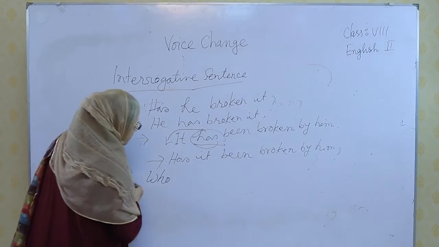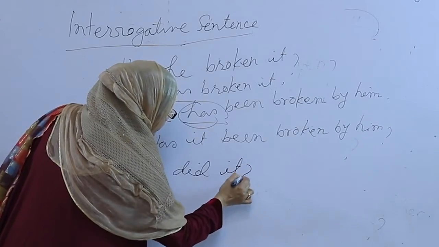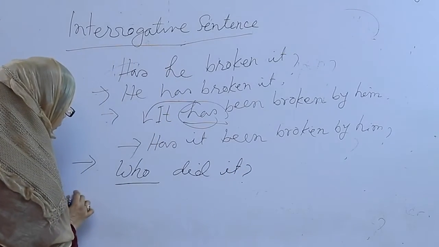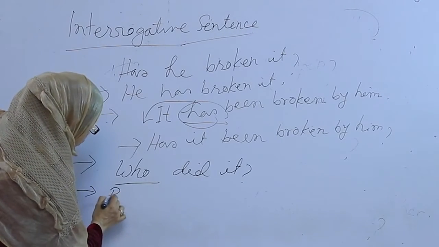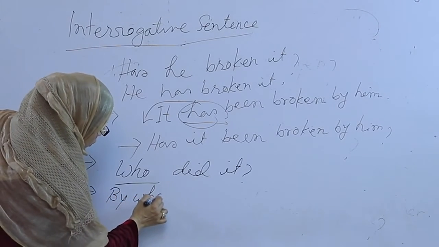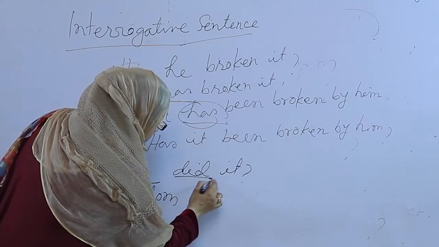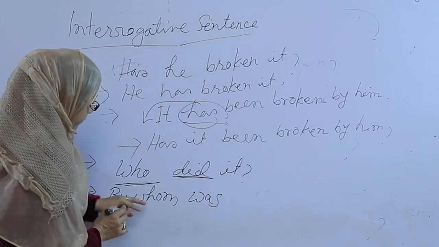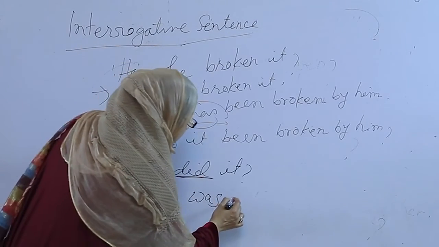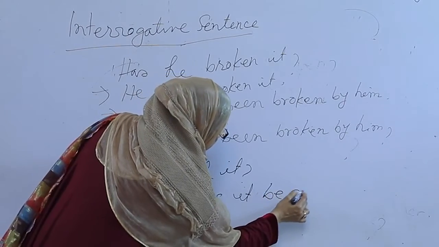Look at another example. Who did it? When we turn it into passive, we use by whom instead of who. By whom. Use the be verb was because it is past form. By whom was it done?